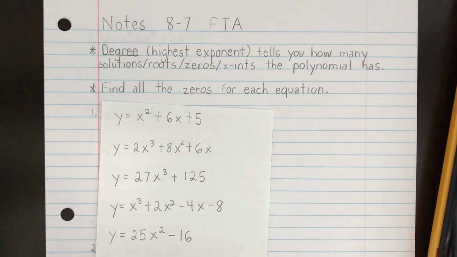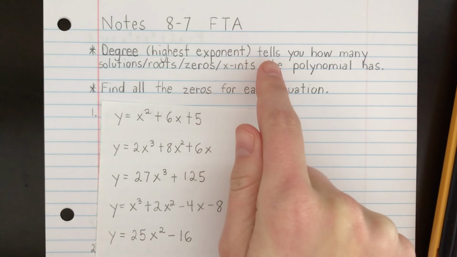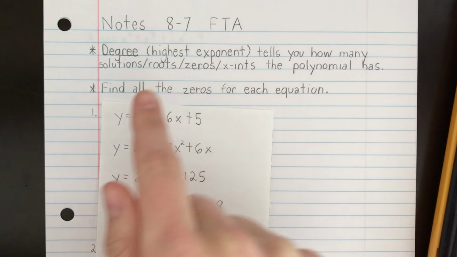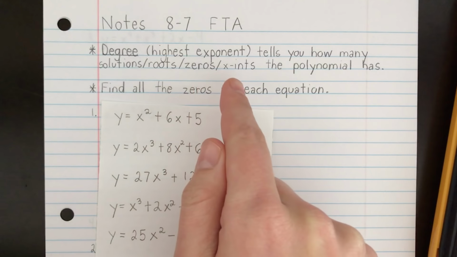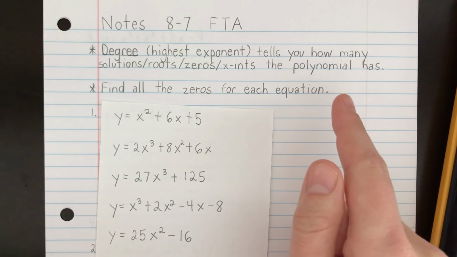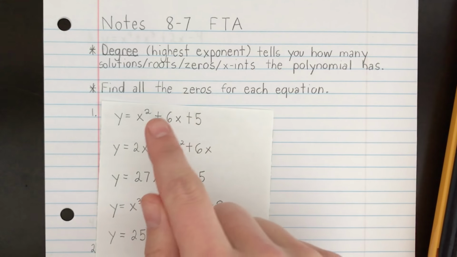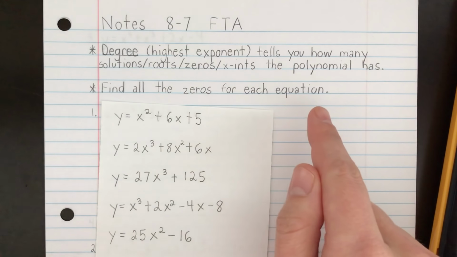Today we're looking at notes 8-7 FTA, or Fundamental Theorem of Algebra. We've talked about the Fundamental Theorem of Algebra before, and it states that the degree, or highest exponent of a polynomial, tells you how many solutions, roots, zeros, or x-intercepts the polynomial has. So today we're going to be finding all the zeros for each equation.